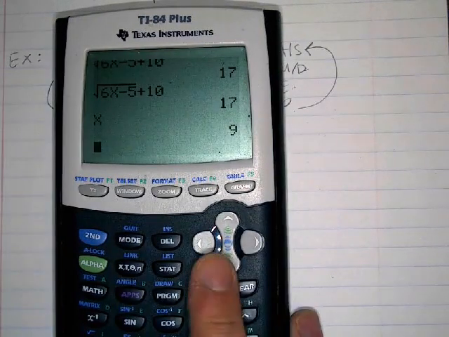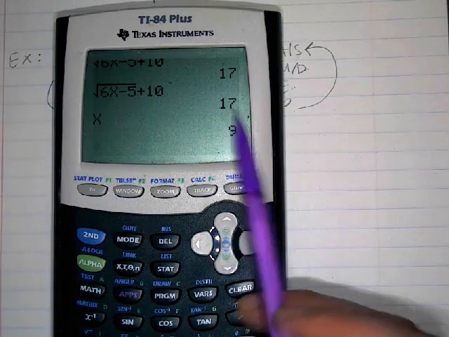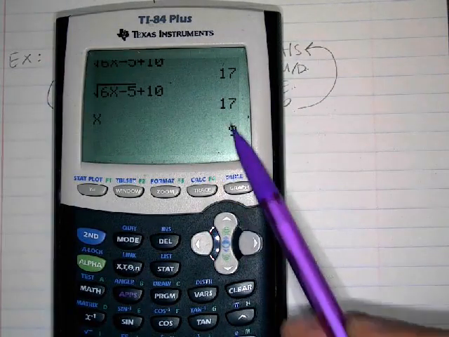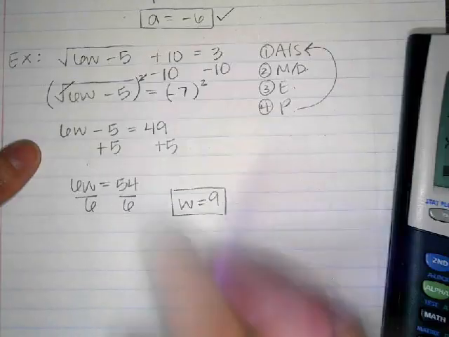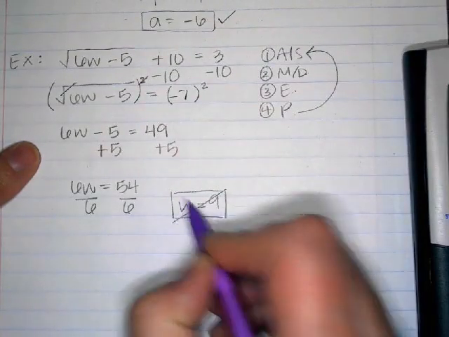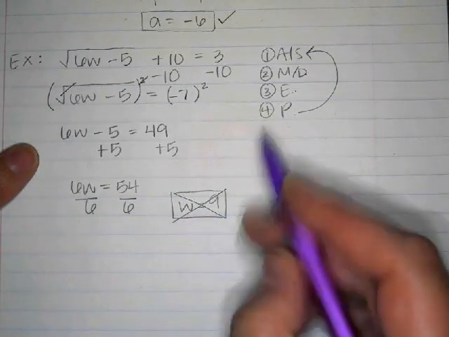Was everyone else able to get 17? Yes? Okay. Is 17 3? No, it was supposed to equal 3. So that means this answer, we solved it correctly. It means this answer doesn't work, which means there is no solution.